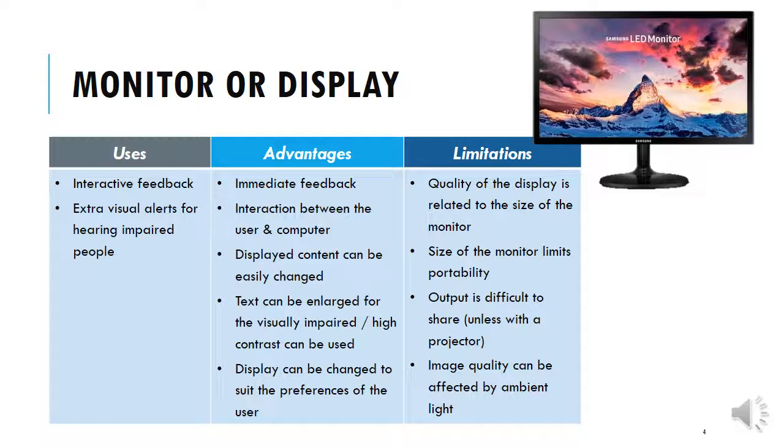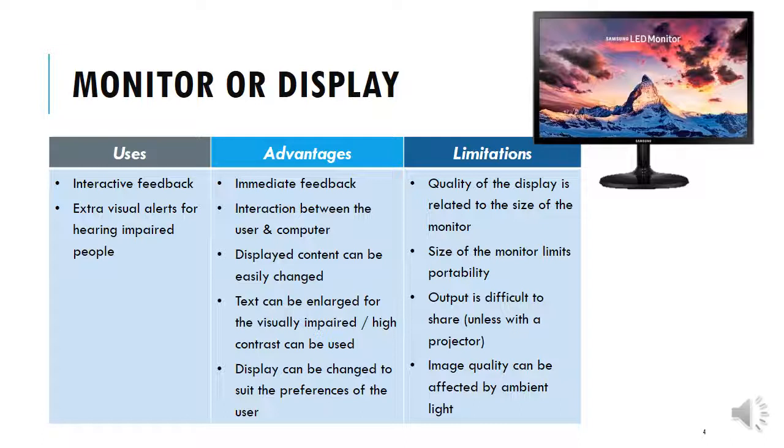The advantages are that the person gets immediate feedback. There's interaction between the user and the computer. And the content that you are shown can easily be changed. The monitor can be used to enlarge text or pictures for visually impaired people, or you can use high contrast. Visually impaired is people who are a bit blind, who can't see very well. And the display can be changed to suit the preferences of the user.